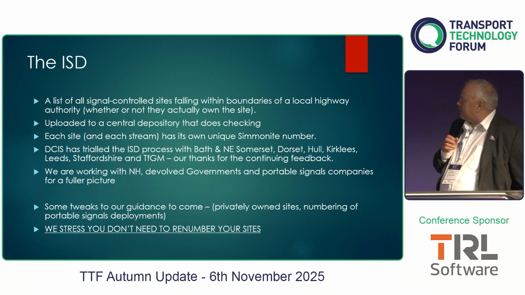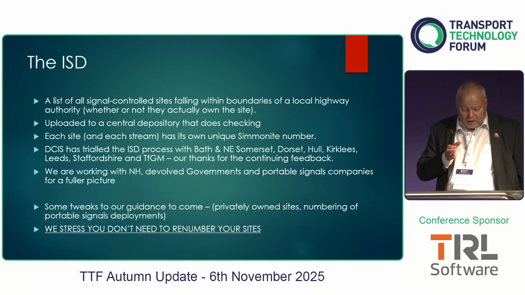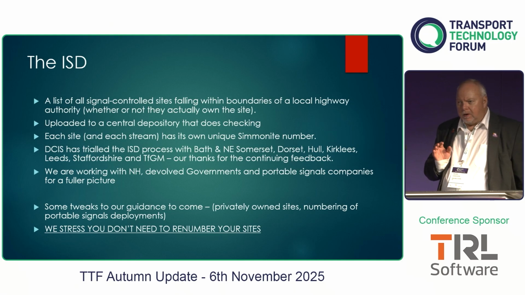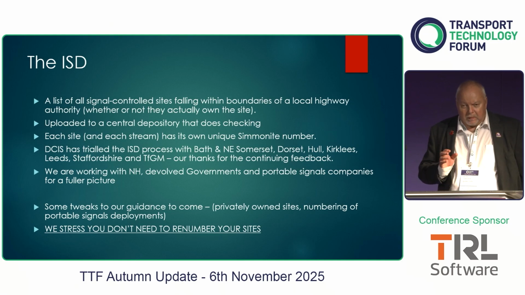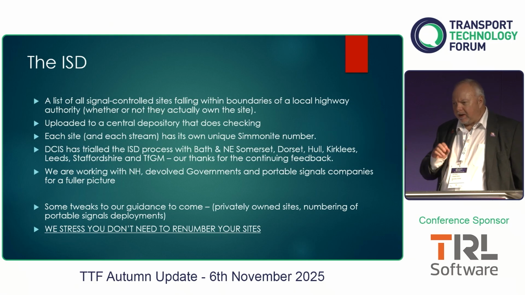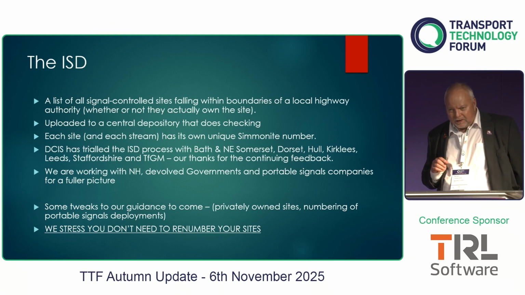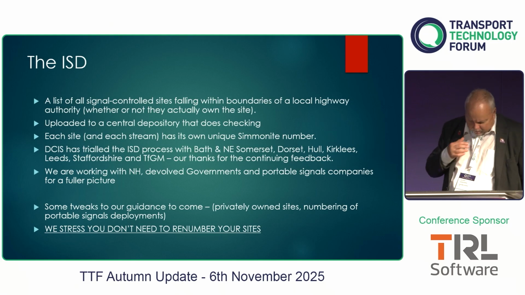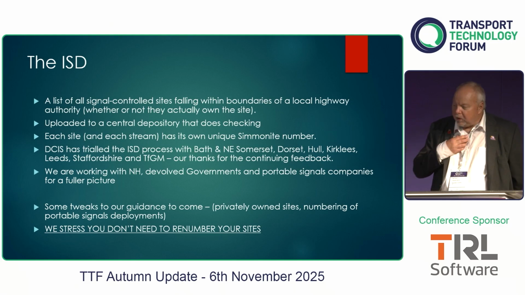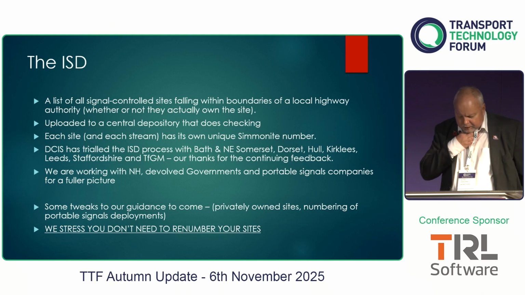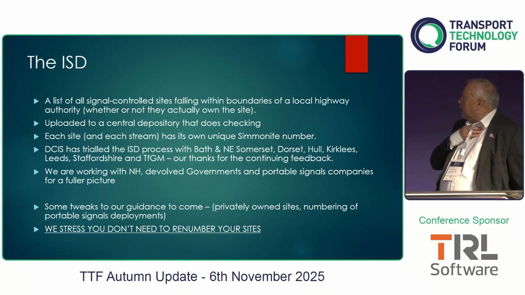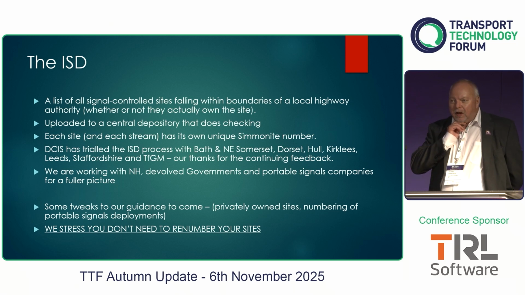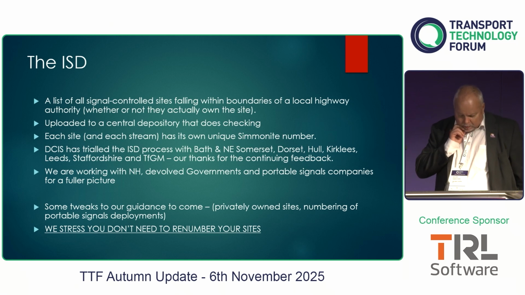Each site has its own Simonite number, and we chose the word Simonite in memory of Brian Simonite, who's someone who did a load of work on traffic signal design, and Brian's family allowed us to use that. So instead of calling it something techie like UK_intersection number, people will ask, why is it called a Simonite number? And we can explain about Brian's work. We've tried the process with a number of local authorities, so Jackie in Baines, Dorset, Hull, Kirklees, Leeds, Staffordshire, TFGM, and many more. Thank you for going through this process and finding holes in it, helping us fix it.